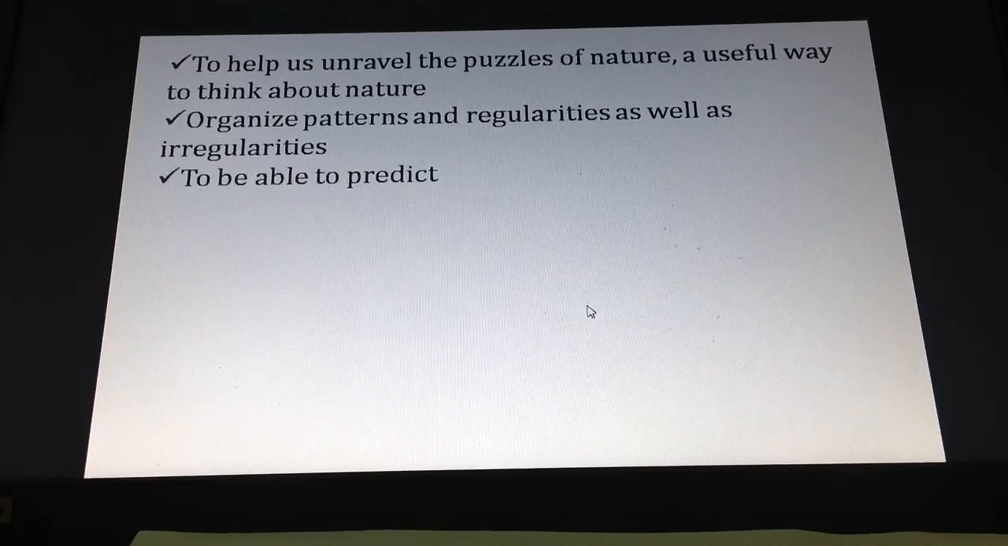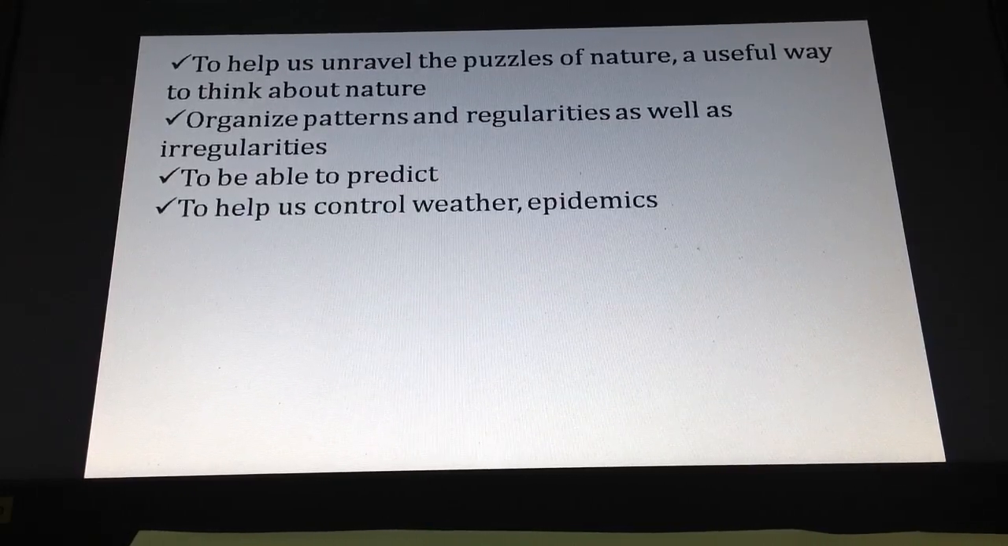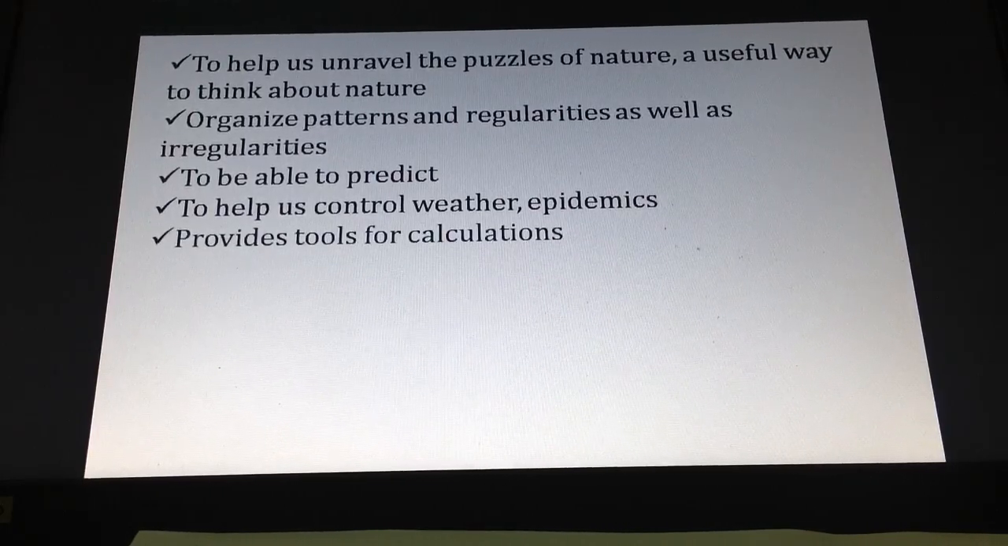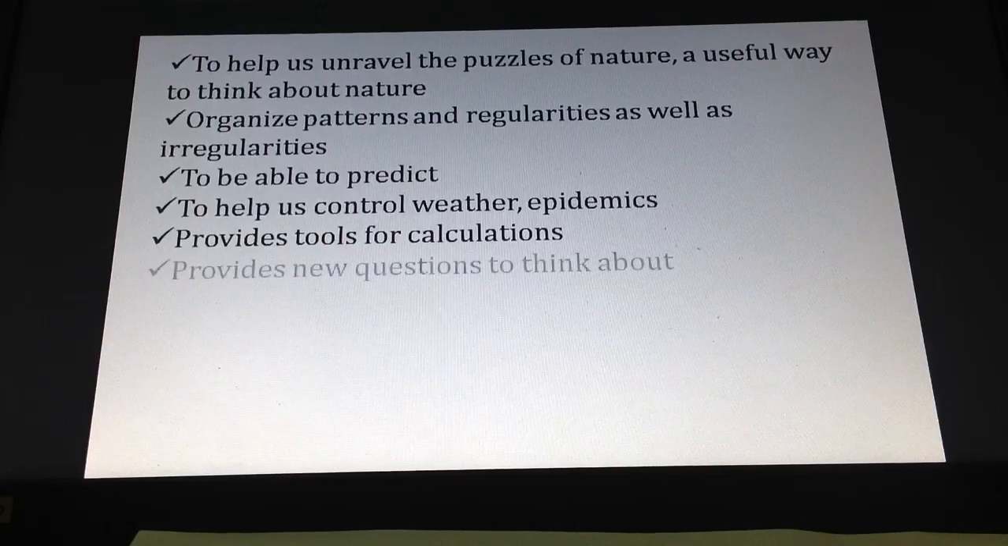Next, to be able to predict. So, dito yung drawing conclusions doon, para doon ng mathematics. And it also helps us to control the weather or epidemics. So, provide tools for calculations. Provides new questions to think about.